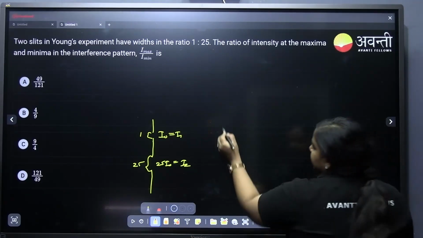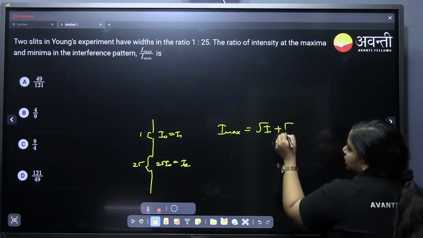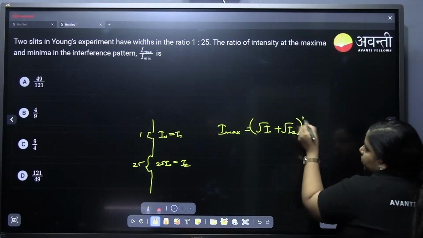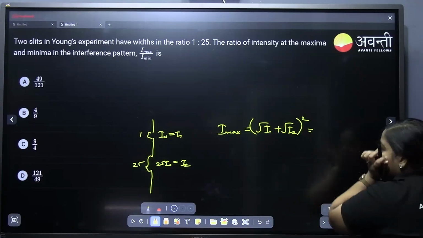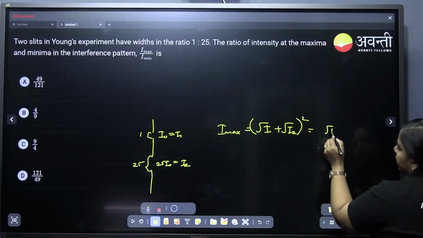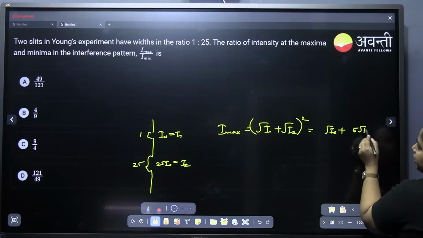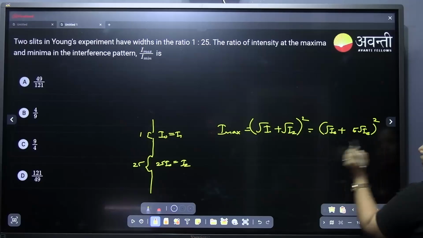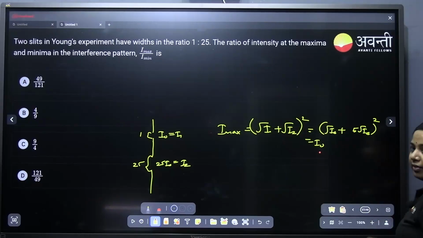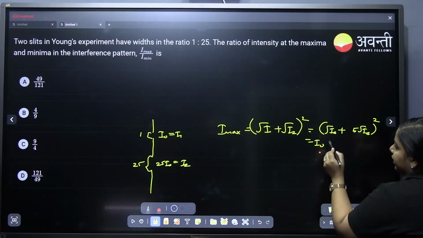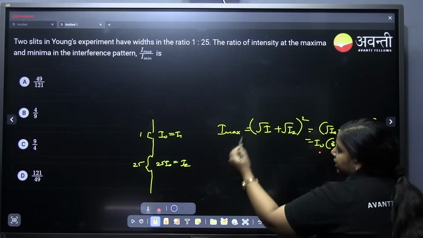If this is the case, I max will be equal to what? I max equals root I1 plus root I2, the whole square. Root I1 will be root I naught, plus this will be 5 root I naught, the whole square. Root I naught we can take outside, it will become I naught. 1 plus 5 equal to 6. 6 square is equal to 36.